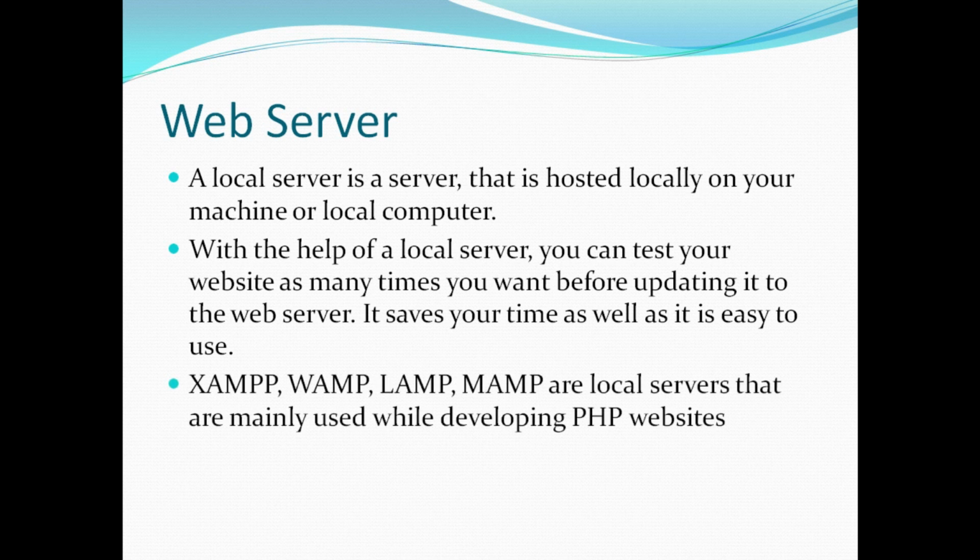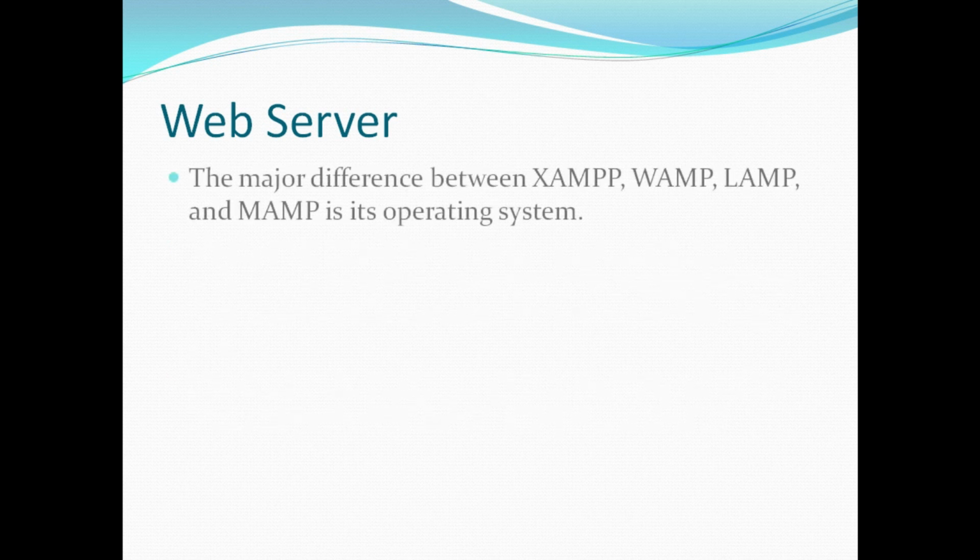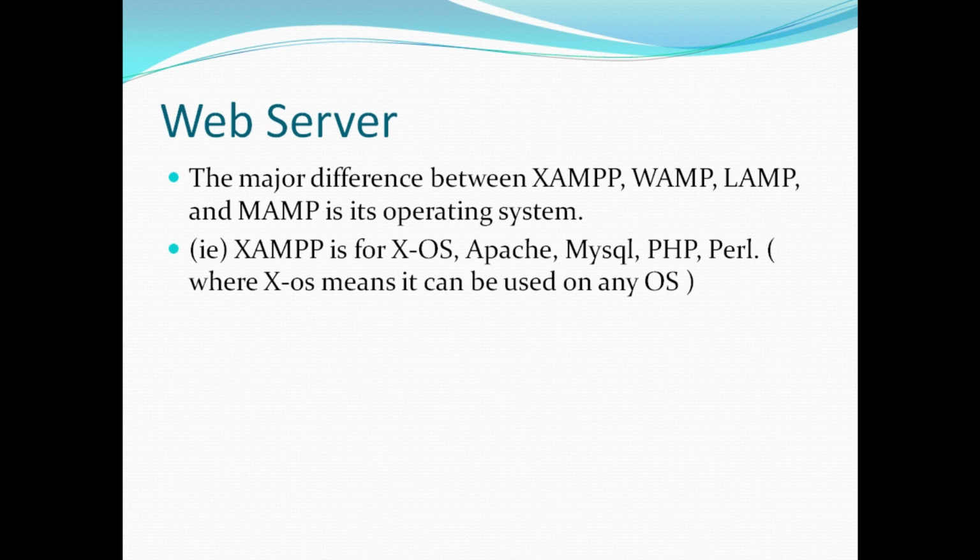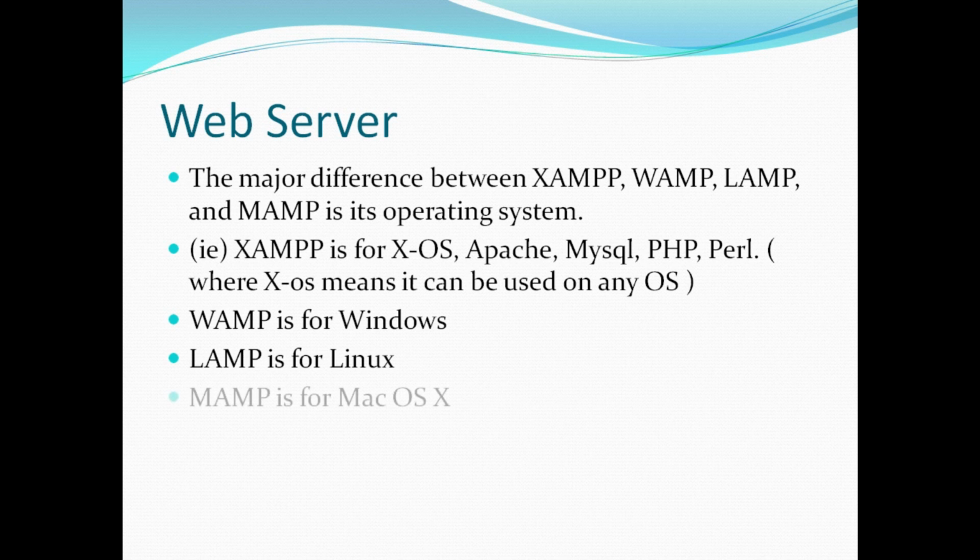XAMPP, WAMP, LAMP, and MAMP are local servers that are mainly used while developing PHP websites. The major difference between them is the operating system. For example, XAMPP is for all operating systems: Apache, MySQL, PHP, Perl, where X means it can be used on any operating system. WAMP is only for Windows.